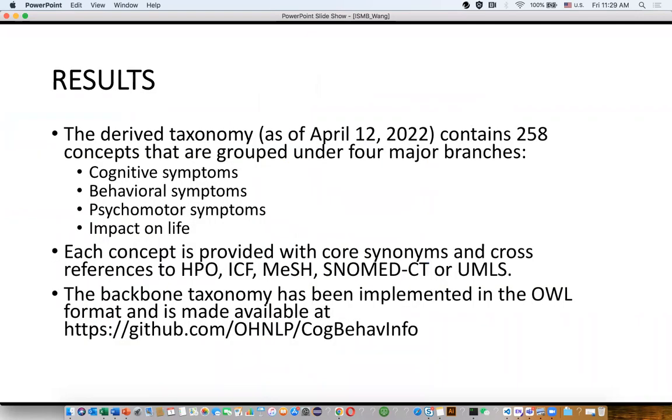The derived taxonomy contained 258 concepts that are grouped under 4 major branches. Each concept is provided with core synonyms and cross-references to HPO, SCTID, MeSH, SNOMED CT, or UMLS. The backbone taxonomy has been implemented in the OWL format and is made available at the GitHub website.